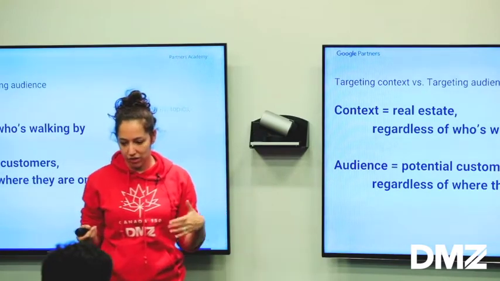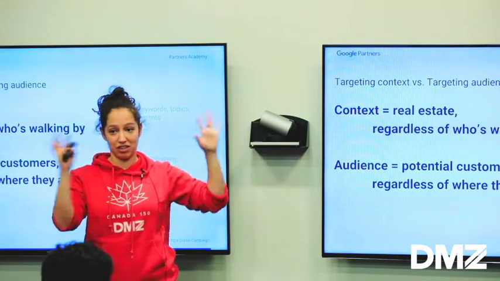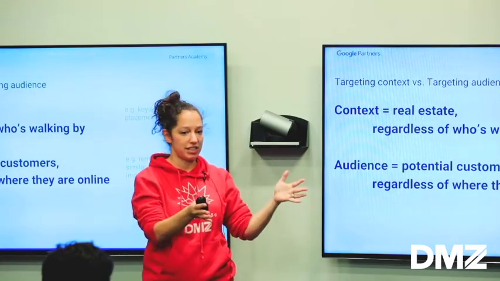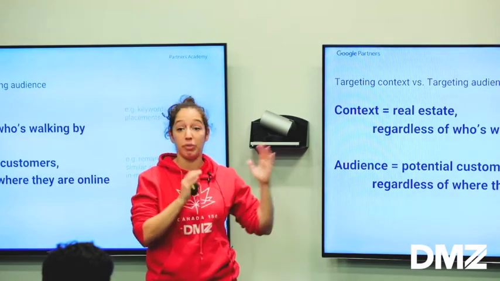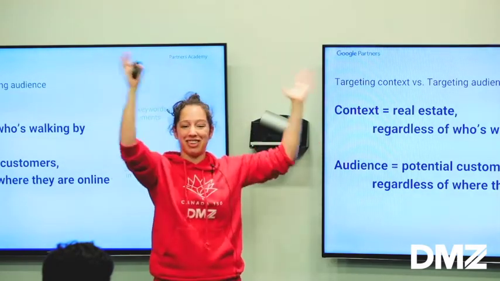And what it all comes down to is there are two ways to advertise. And by the way, this isn't unique to AdWords. This is just in general. You can target a context, which I think of as a piece of real estate. Regardless of who's walking by this piece of real estate, I want to show them my message. It's like a billboard in Dundas Square. I think Google Pixel actually had a billboard there.